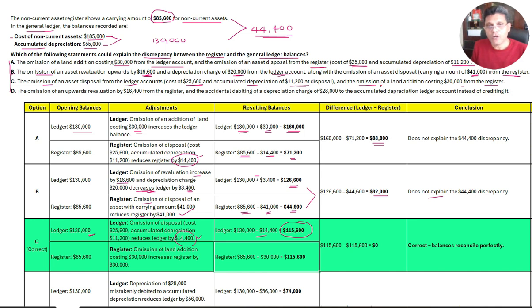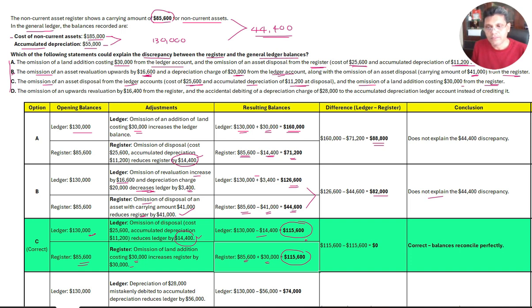Now on the other hand, the omission of a land addition costing 30,000 in the register. So in the register, 30,000 was not recorded. It's an addition. So therefore, the register balance was understated by 30,000. So in order to correct that, we need to add back. So it will increase the balance: 85,600 plus 30,000, 115,600. So this will match the ledger balance.